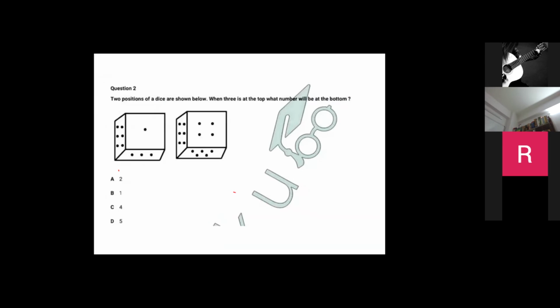Solve this. Two positions of a dice are shown below. When 3 is at the top, what number will be at the bottom? Last option, 5. Very good. Keep it up.